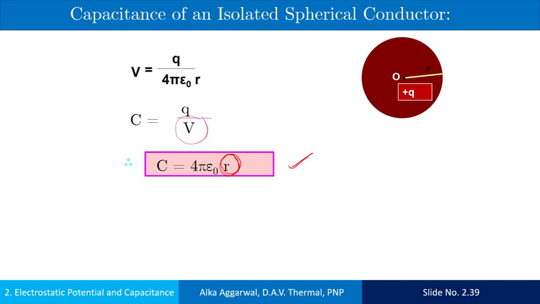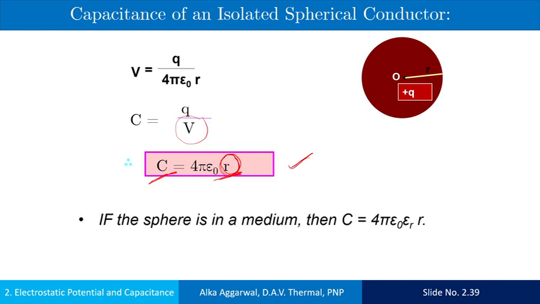Capacitance of the spherical conductor is directly proportional to R. Larger the radius, more will be the capacitance. It is true for all solid and hollow spheres. If a sphere is in some medium other than air, then the formula of the capacitance is 4 pi epsilon naught epsilon r into radius. Knowing the radius, we can find out the value of capacitance of any spherical body.